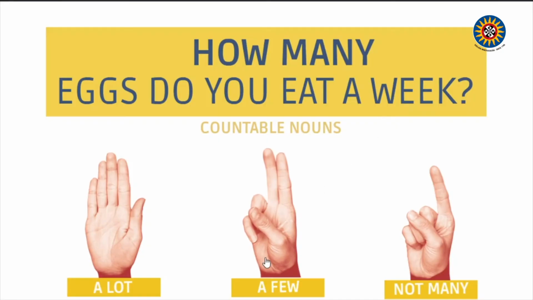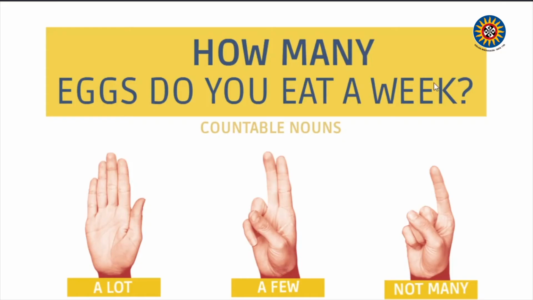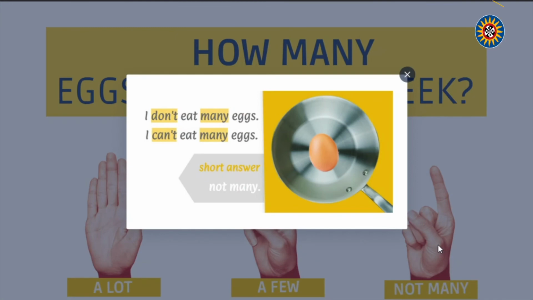Now let's see an example with the quantifier a few. I eat a few eggs. A few means a small number. We can also give a short answer like a few or just a few. Now let's see the quantifier not many. You can say, I don't eat many eggs, or I can't eat many eggs, in case you follow a special diet. Also, you can say not many as a short answer.